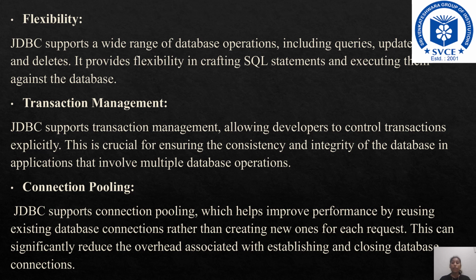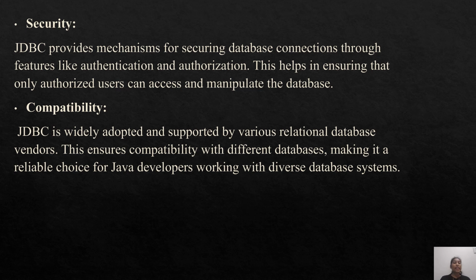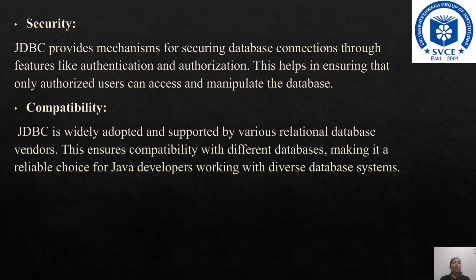Next, connection pooling. That is, JDBC supports connection pooling, which helps performance by using existing database connections rather than creating new ones for each and every request. Significantly, it reduces the overhead associated with establishing and closing the connections. Next, security. JDBC provides mechanisms for securing database connections through features like authentication and authorization. This helps in ensuring that only authorized users can access and manipulate the database.